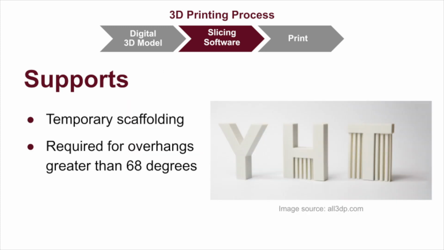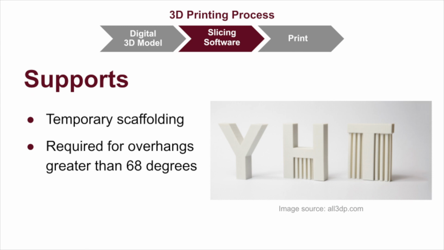Support structures. Structures are needed for any overhangs of your object. The 3D printer must print onto previous layers. It cannot print into air. By default, supports are turned on in MakerBot CloudPrint, and the software will add them automatically to any overhang greater than 68 degrees. Supports are easily removed from the object after the print is finished.